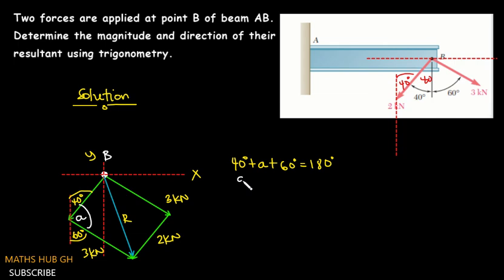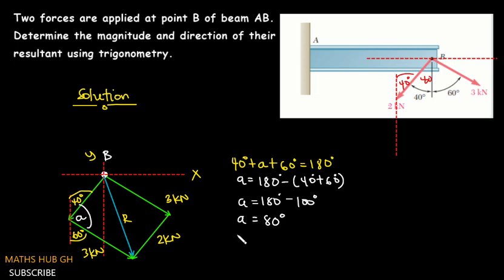So you're going to have A equal to 180 minus 40 plus 60. So this will give us A equal to 180 degrees minus 100 degrees. So that gives us A equal to 80 degrees. So now we know the angle opposite the resultant force, so we can use the cosine rule to find the value of the resultant force.